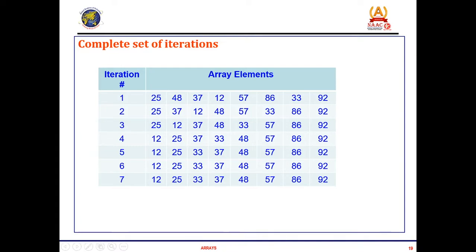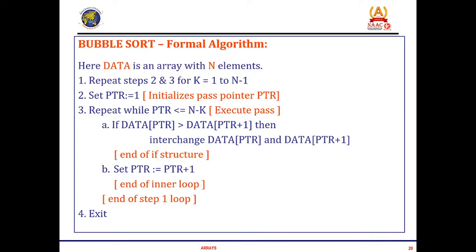And that is the prime reason, right? You have totally 7 iterations and the number of elements are 8. Bubble sort takes n-1 steps, n-1 iterations to get the elements in ascending order. This is the formal algorithm of bubble sort, right? Just have a look at it.